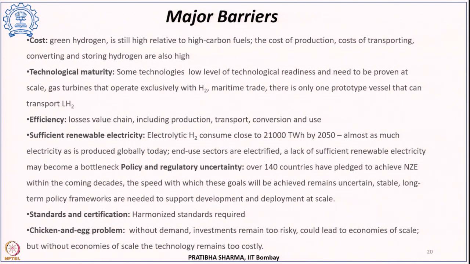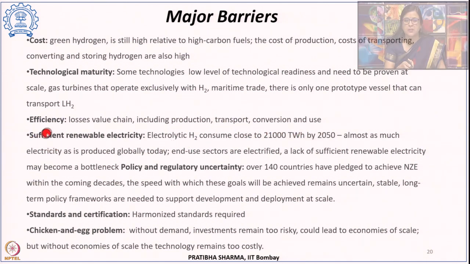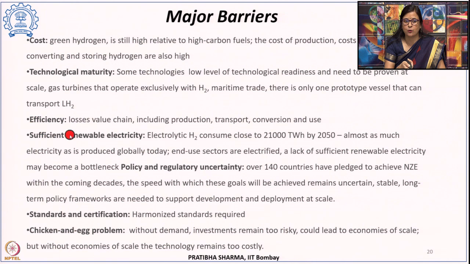However, the economies of scale and learning curve will reduce that cost. At the same time, some technologies, like power generation with gas turbines using hydrogen, are not at the required TRL levels, and that will take some time. Since the process involves several steps, there are losses involved in the entire value chain, whether it is production, transport, conversion or usage. So, the efficiency becomes relatively lower.